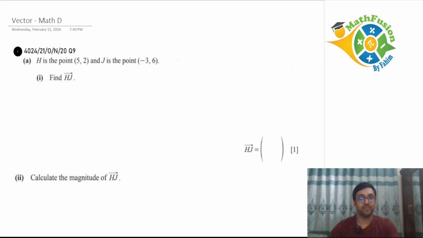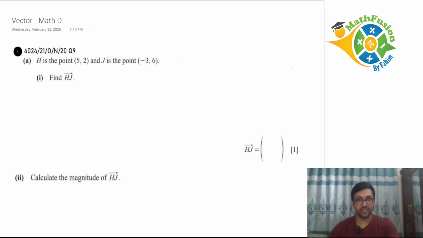Today we're going to solve a past paper question taken from Cambridge Mathematics Base Server. This question is related to column vector. So the question is: H is a point (5, 2) and J is a point (-3, 6).